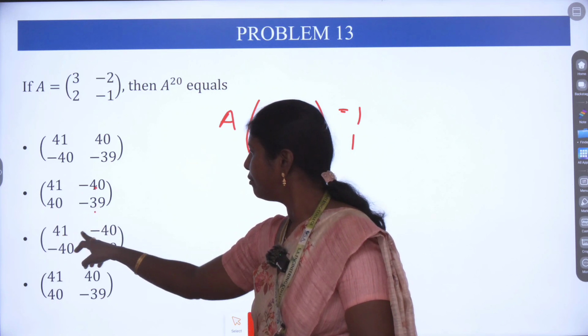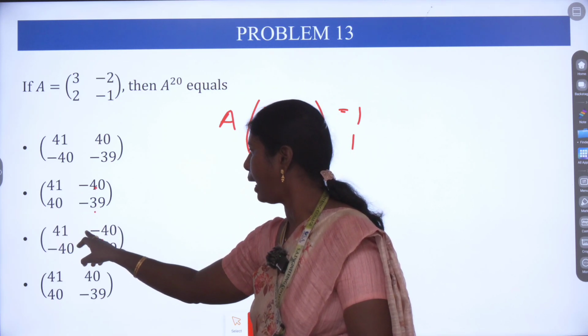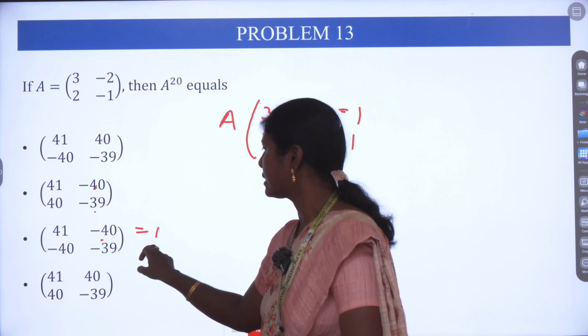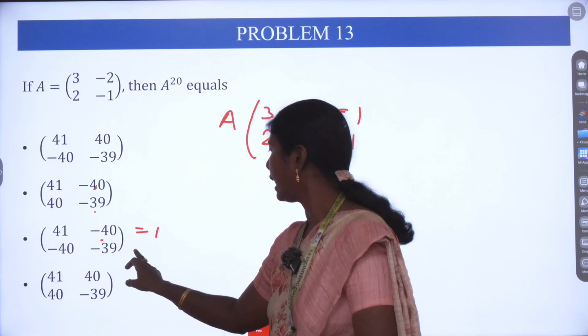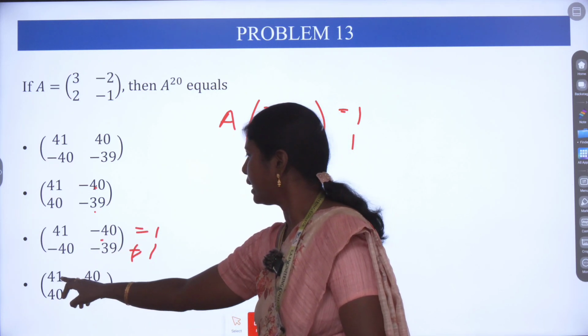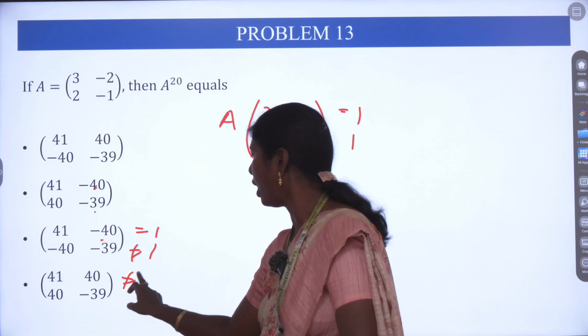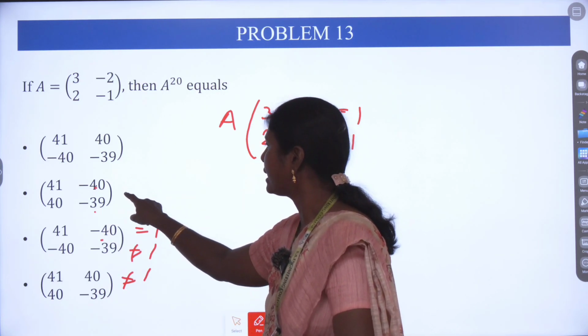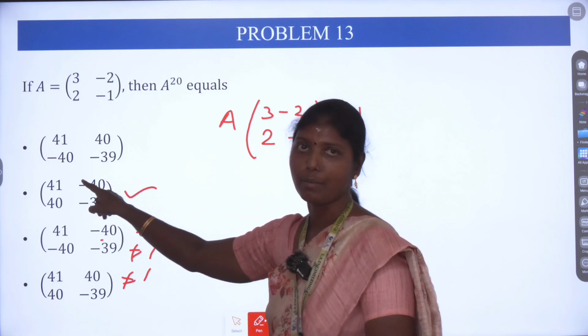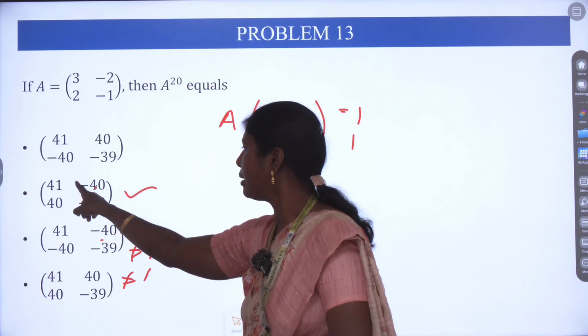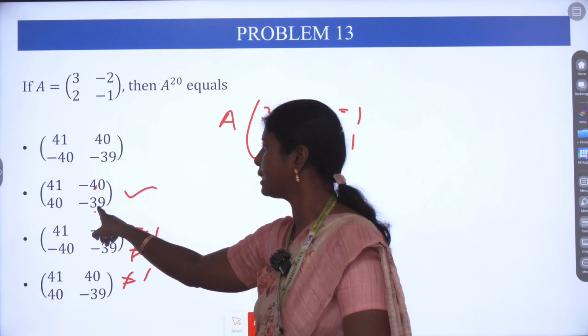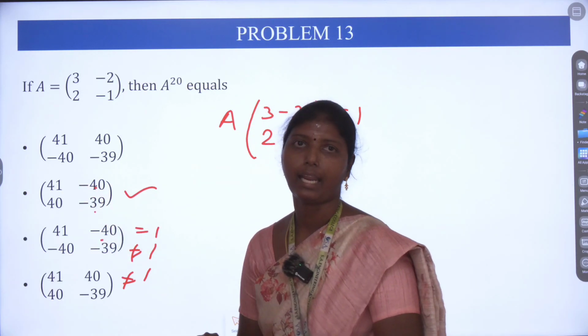And in the fourth option, when I add these two, I am getting 1 as a result, and here I am not getting equal to 1. And here when I add, this is not equal to 1. So therefore only the second option, when I add the elements row wise, 41 minus 40 is 1, 40 minus 39 is 1. So this is your right option.